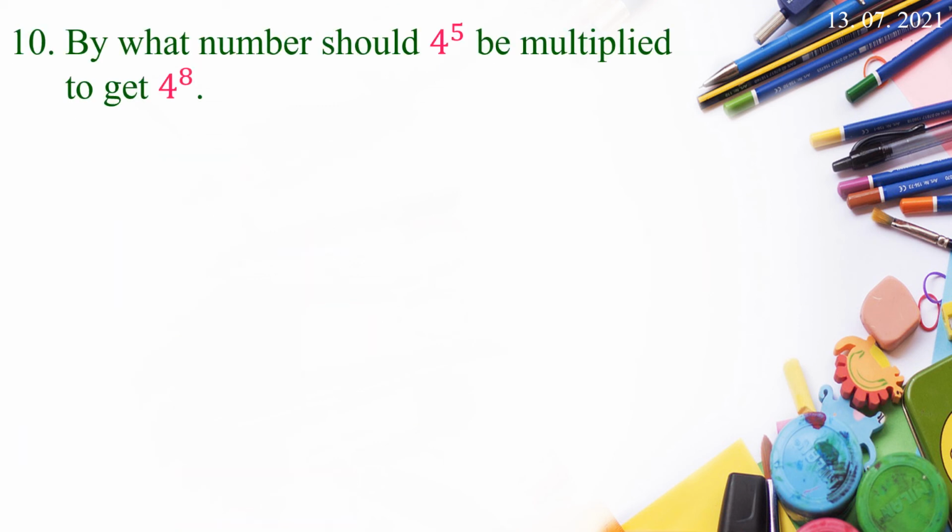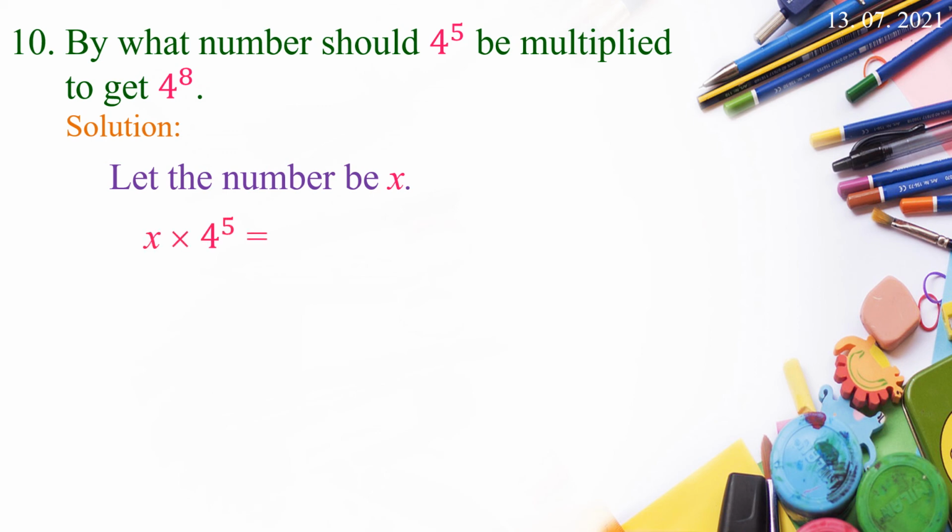10th sum: By what number should 4^5 be multiplied to get 4^8? This is the question. Let us move on to the solution. Let the unknown number be x. We know that in the question they have given, by what number should 4^5 be multiplied to get 4^8. So the unknown number is x. So x into 4^5 is equal to 4^8.